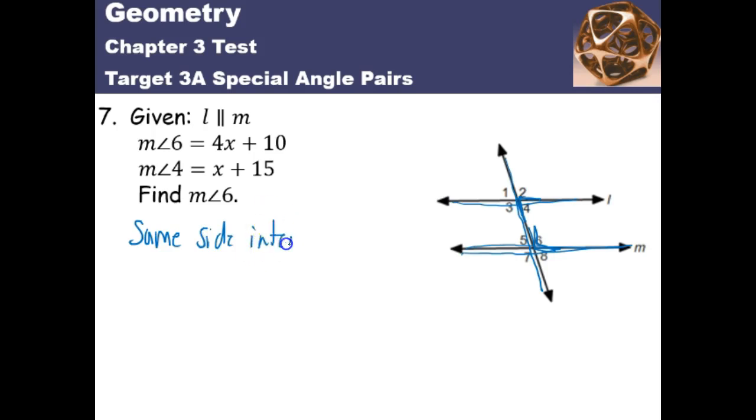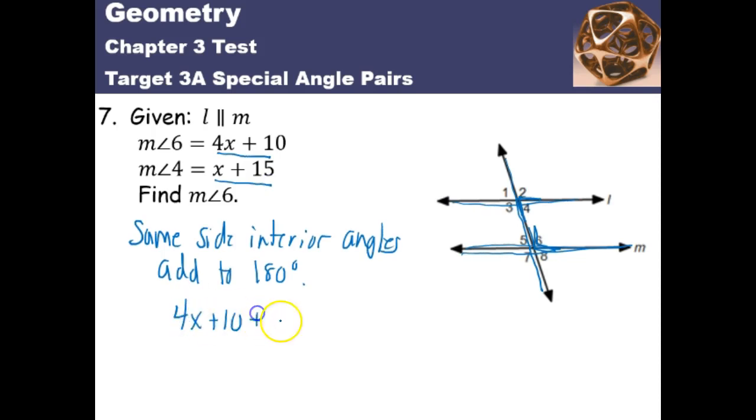Okay, but same side interior angles are the ones that are not equal. All the others are equal, but same side interior angles add to what? Yep, 180. So they add to 180. So that's how I'm going to solve that. I'm going to say this plus this equals 180. So 4x plus 10 plus x plus 15 equals 180.